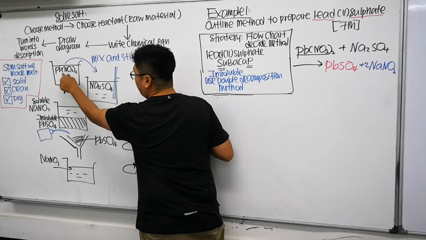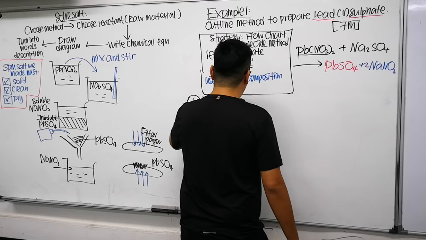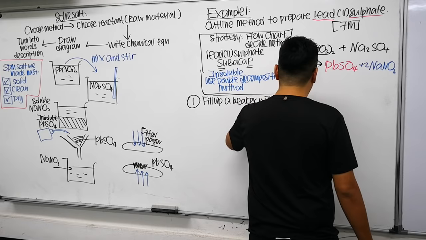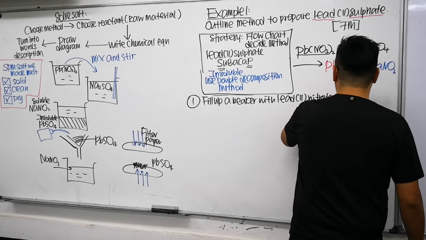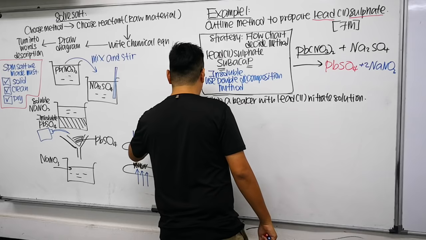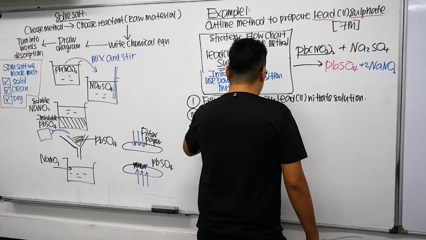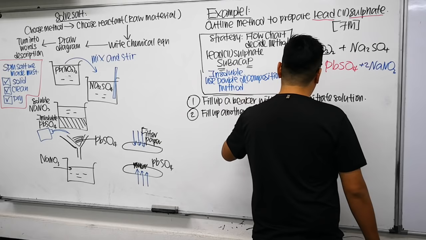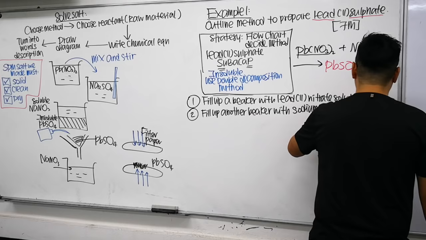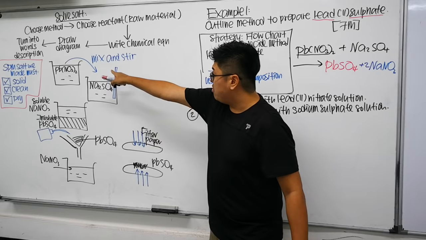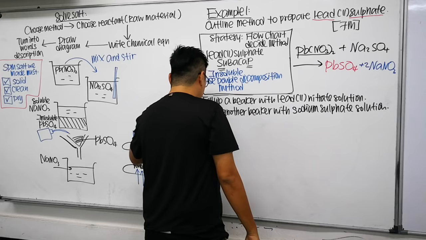Okay, first one, you have a cup of lead nitrate. Write this: fill up a beaker with lead(II) nitrate solution. Get it? Another cup. Fill up another beaker with another solution called sodium sulfate solution. Guys, is it okay? So you already fill up both, right? What to do? As you can see here, you mix. So you just mix both solutions.